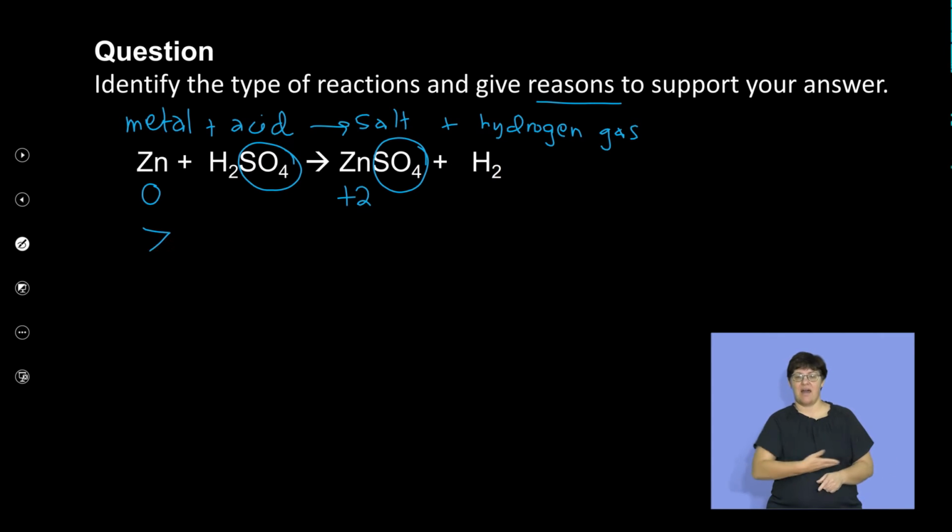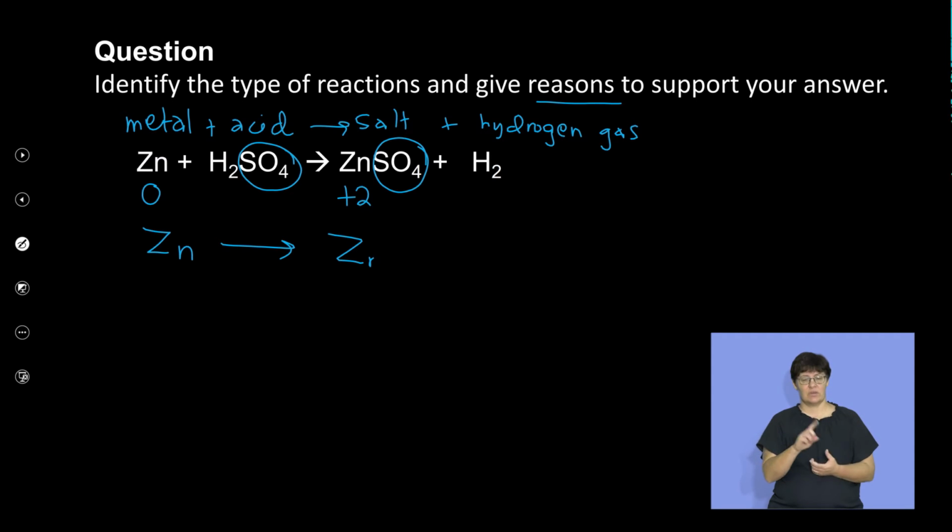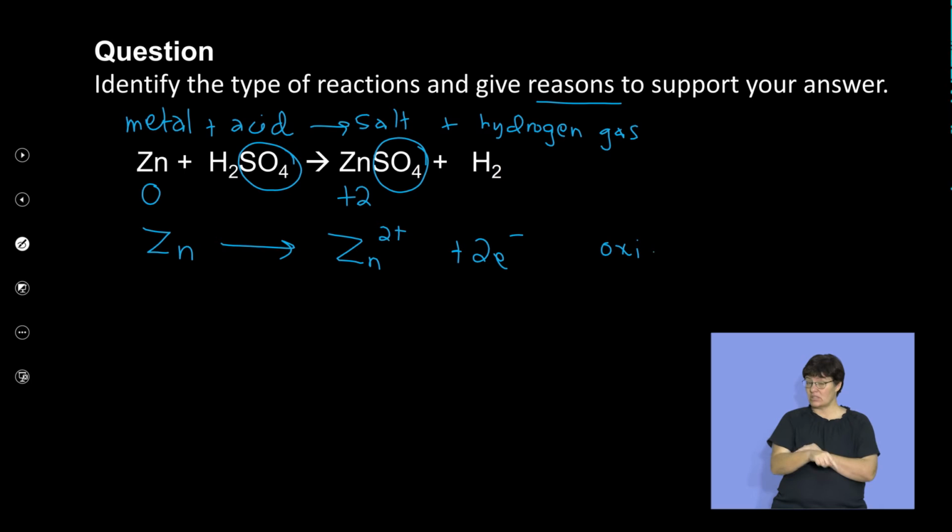So this is going to be zinc to give us what? Zinc, just to correct that. This is going to give us Zn2+ plus 2 electrons, okay? Now, immediately we are thinking this has to do with loss of electrons. So this is oxidation. This is an oxidation half reaction.